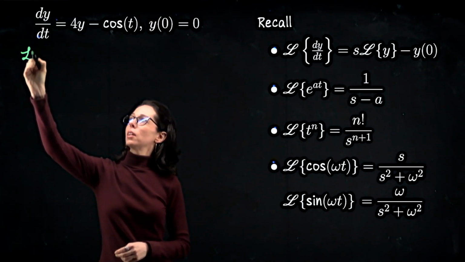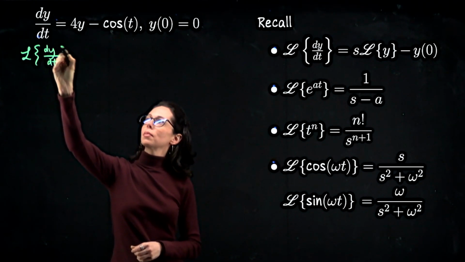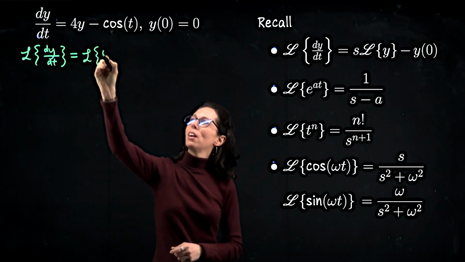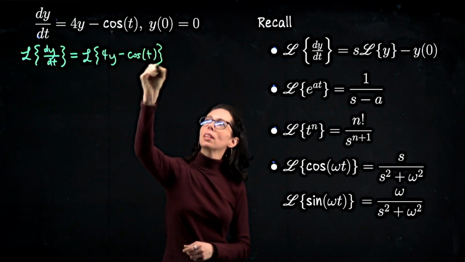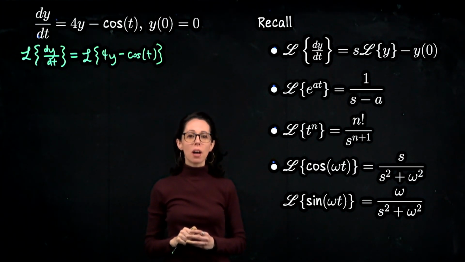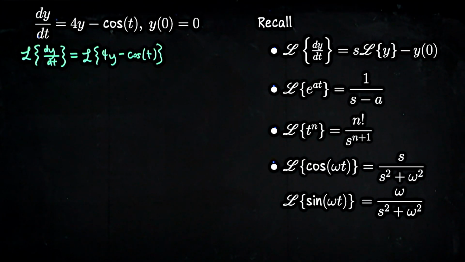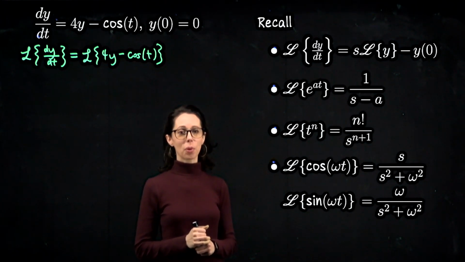What we're going to do is take the Laplace transform of both sides. So on the left, we have the Laplace transform of dy/dt, and on the right, the Laplace transform of 4y minus cosine of t. What I would like for you to do now is pause and take this as far as you can. Here are the steps that I hope you went through.